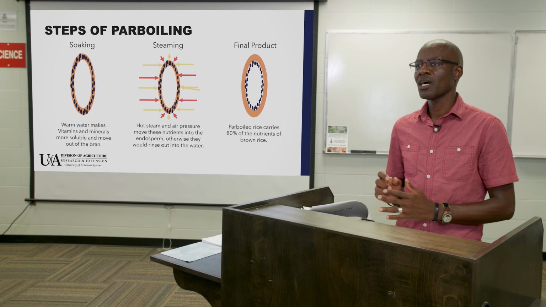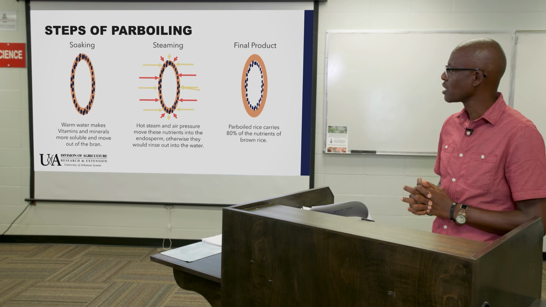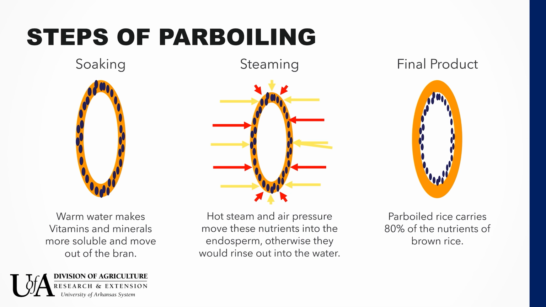And so what you see here is what we call the steps of parboiling and how it eventually leads into a high-value milled rice. First of all, as I mentioned, when that rice comes from the field, it is soaked. And during the soaking process, warm water makes the vitamins and the minerals become more soluble, and then they move out of the bran into the endosperm. Now, the bran is that part of rice that we have just beneath the hull, and so that bran is rich in various minerals and vitamins. And the purpose of this soaking, again, is just to make sure that those vitamins and the minerals are made soluble, and they are able to move with the liquid or the water into the endosperm.